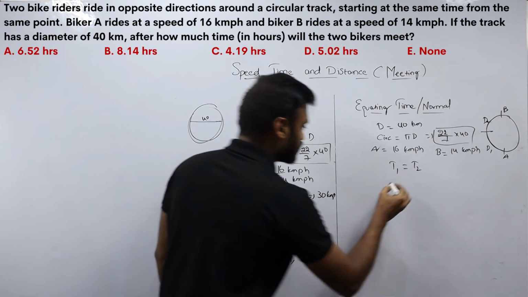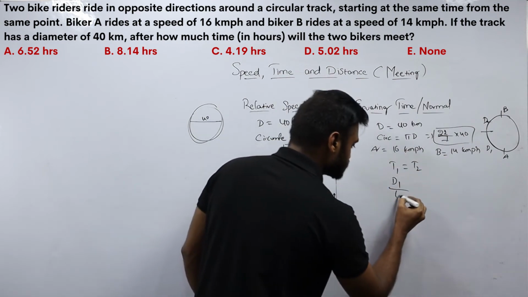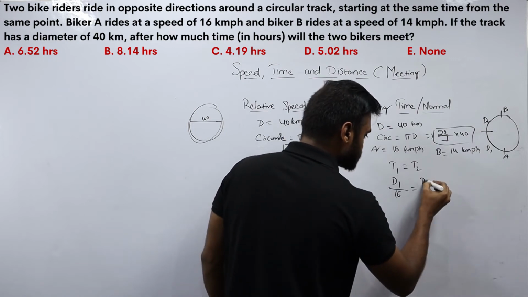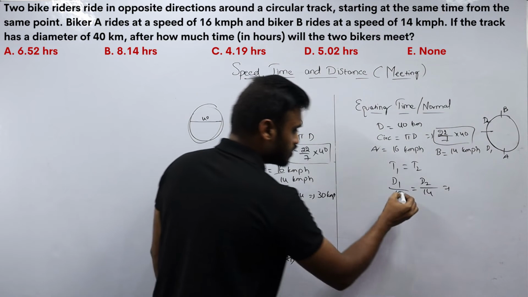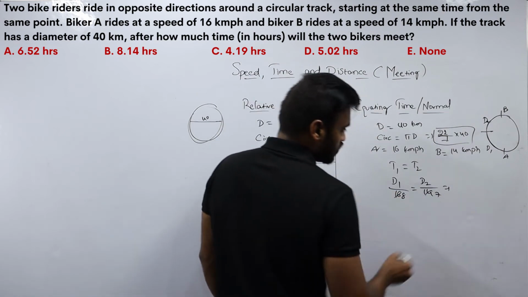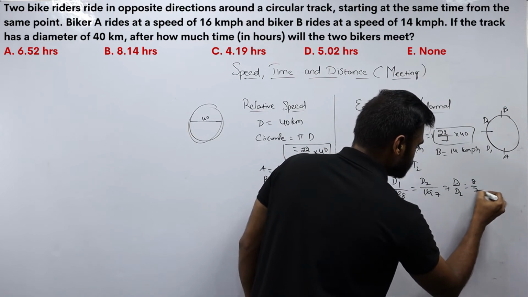Now what is T1 here? Distance travelled by A, that is d1 by speed of A, that is 16 km per hour. In the same way, distance travelled by B, that is d2 by 14 km per hour. So we will get 2 8s and 2 7s, d1 by d2 equal to 8 by 7.